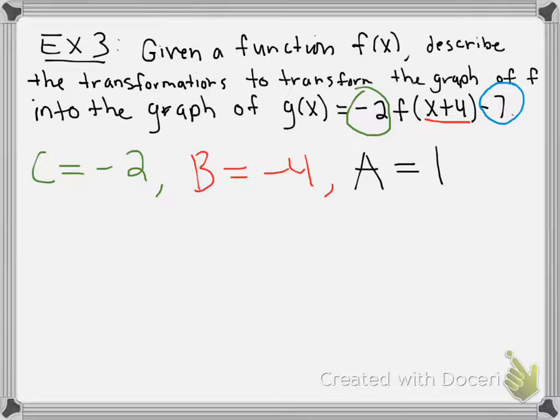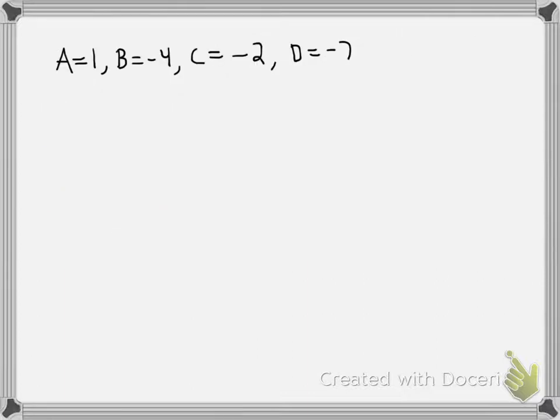So this negative 7 that we're subtracting from f of x plus 4, that's going to give us a value for capital D of minus 7. So there's the capital A, capital B, capital C, and capital D that we would use to transform the graph of f. So on this slide I've copied the values of A, B, C, and D from the previous slide. We're going to use these values to describe the series of transformations.